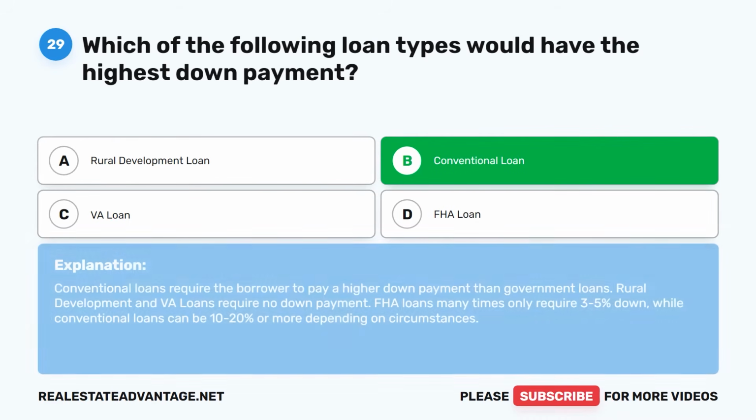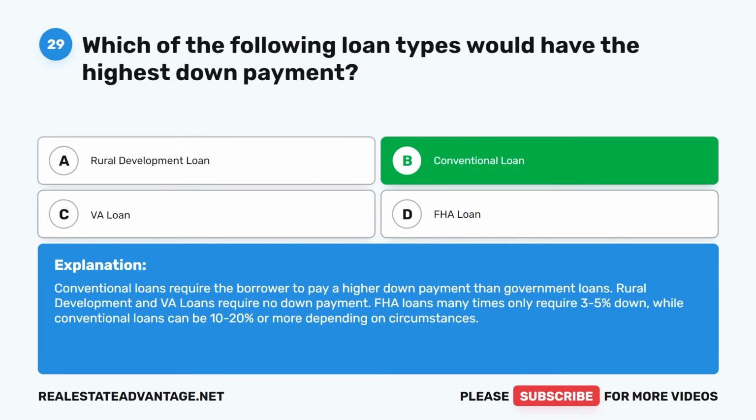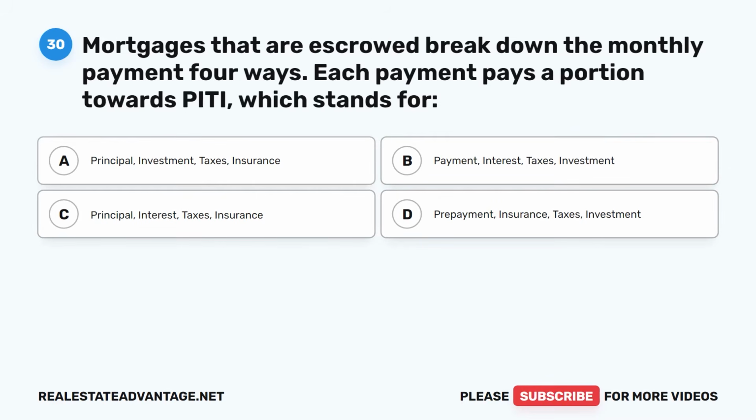Conventional loan. Conventional loans require the borrower to pay a higher down payment than government loans. Rural development and VA loans require no down payment. FHA loans many times only require 3 to 5% down, while conventional loans can be 10 to 20% or more depending on circumstances.